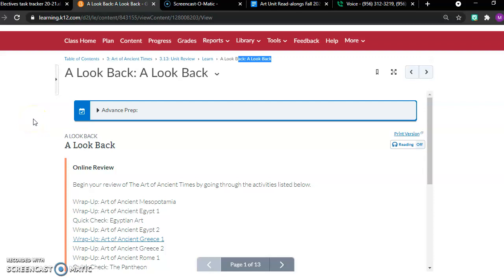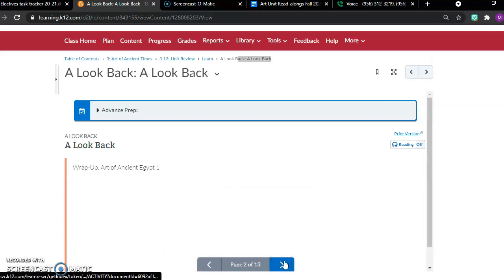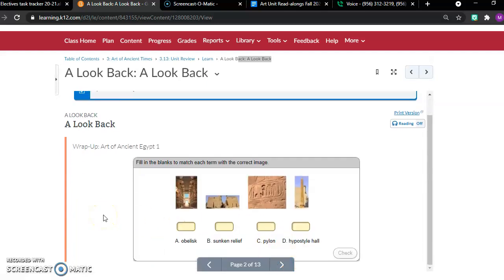Hey students, 3.13 is a unit review for Unit 3. So as you go through this module, it has places where you can click and go through some of the activities that we had in Unit 3. And then it starts giving you quizzes.